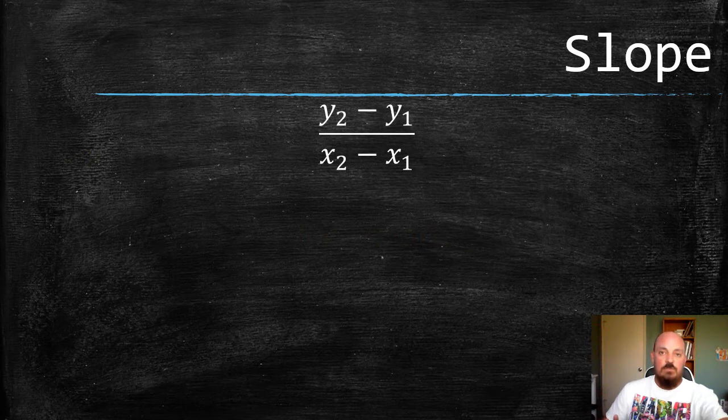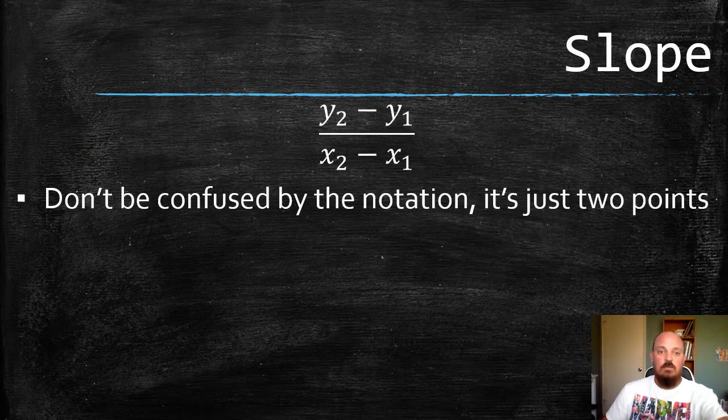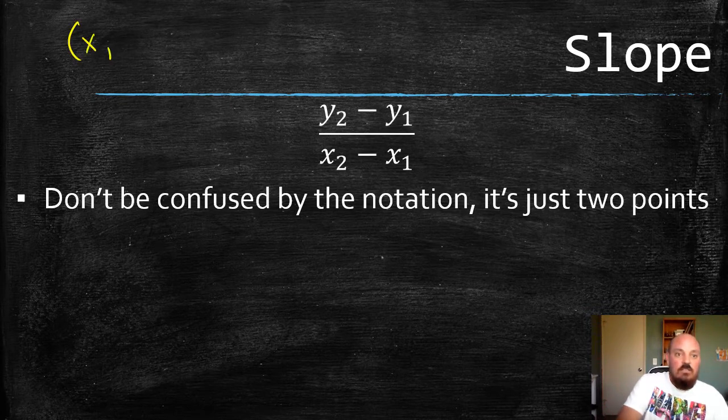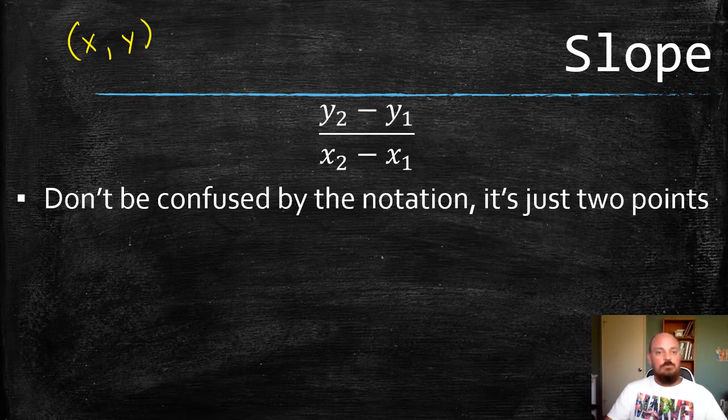So let's talk about this formula to make sure you understand it. I said don't be confused by that notation. y2, y1, x2, x1. It's just 2 points. Every point is x comma y. I'll write it up here. Every point on a line is x comma y. If I have more than one of them, I number them.